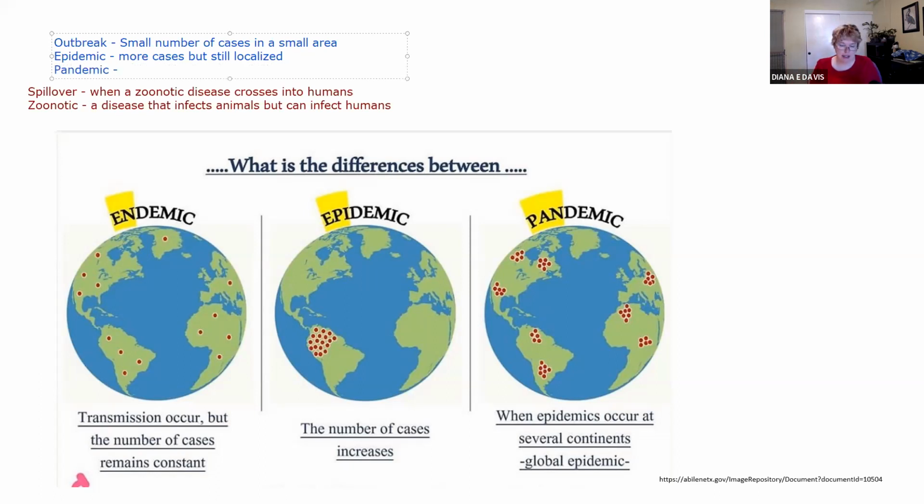Pandemic is very widespread, lots of cases. And this is one of those situations where there's not really a firm line between an outbreak and an epidemic, or between an epidemic and a pandemic. We know what the extremes are. We can pretty easily figure those out, but finding that line between these categories, there's not a strict definition that separates those.